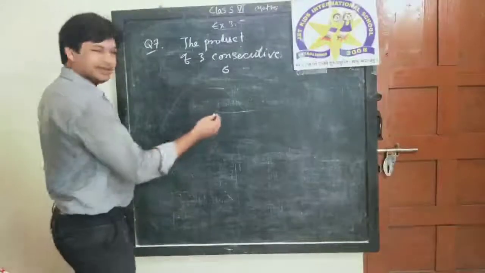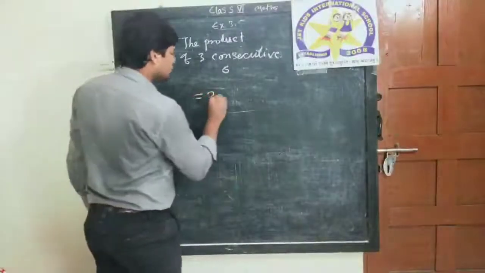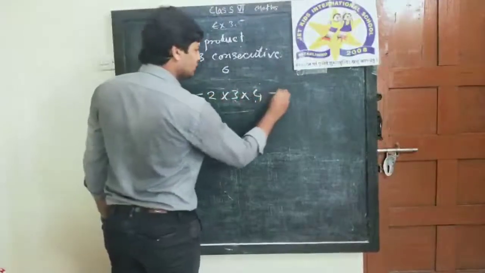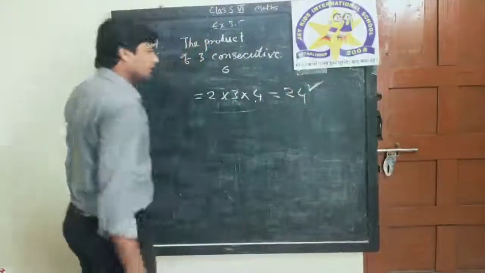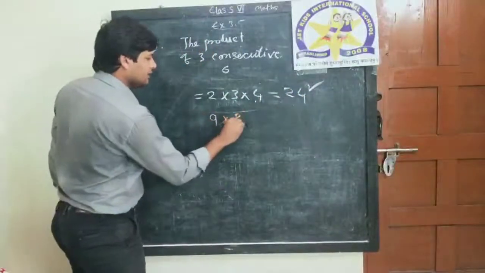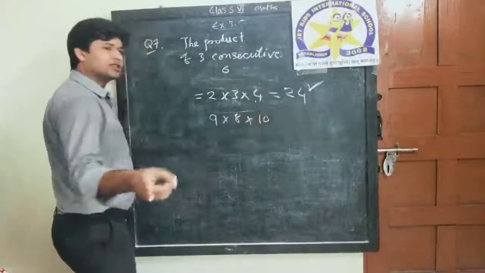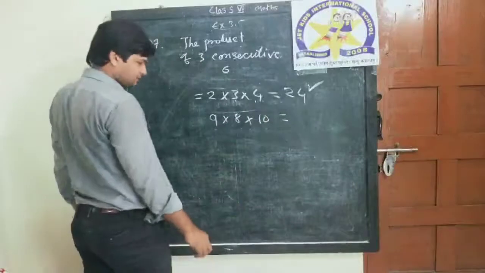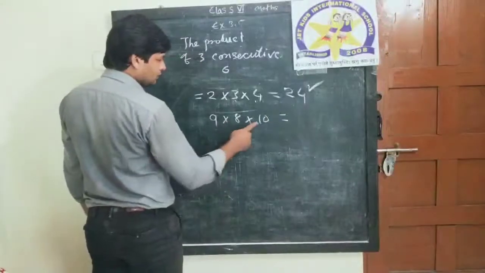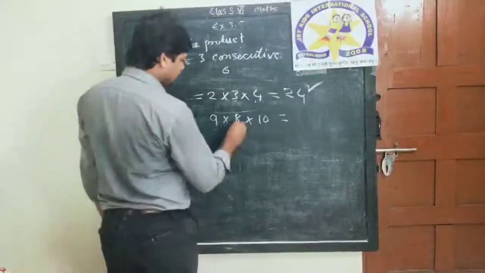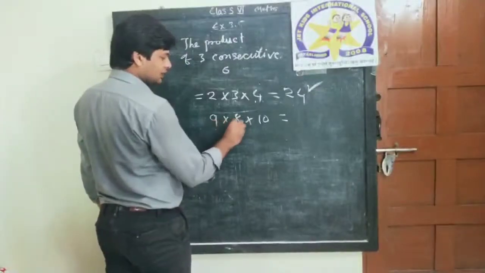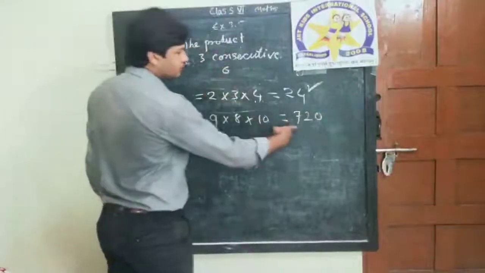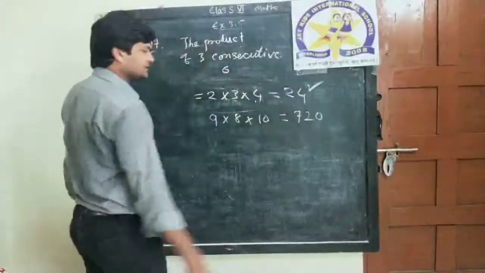Verify this statement. So I am taking three consecutive numbers: 2 multiplied by 3 multiplied by 4. 2 3s are 6, 6 4s are 24. Yes, 24 is divisible by 6. Now 9, 8, 10. Consecutive, you know very well. 9 8s are 72. 72 multiplied by 10 is 720. Yes, it is also divisible.